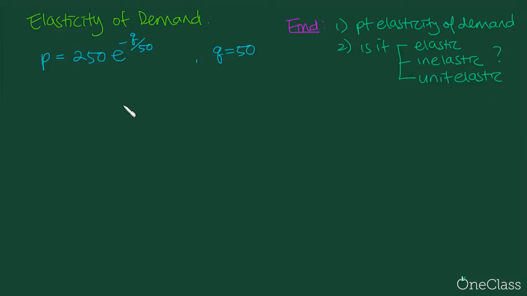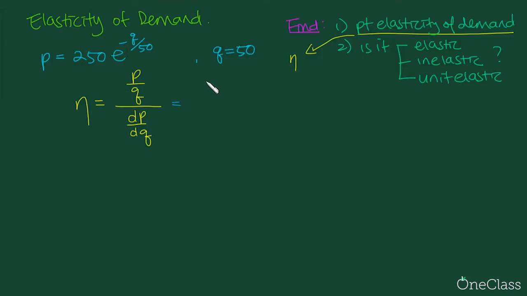We know that point elasticity of demand is given by this Greek letter eta, and that has to do with price over quantity times the derivative of this function. For the proof of this and how it comes about, based on a very simple concept, please check out the concept video on the elasticity of demand. Once you understand this, we just need to plug in the information that's given to us.